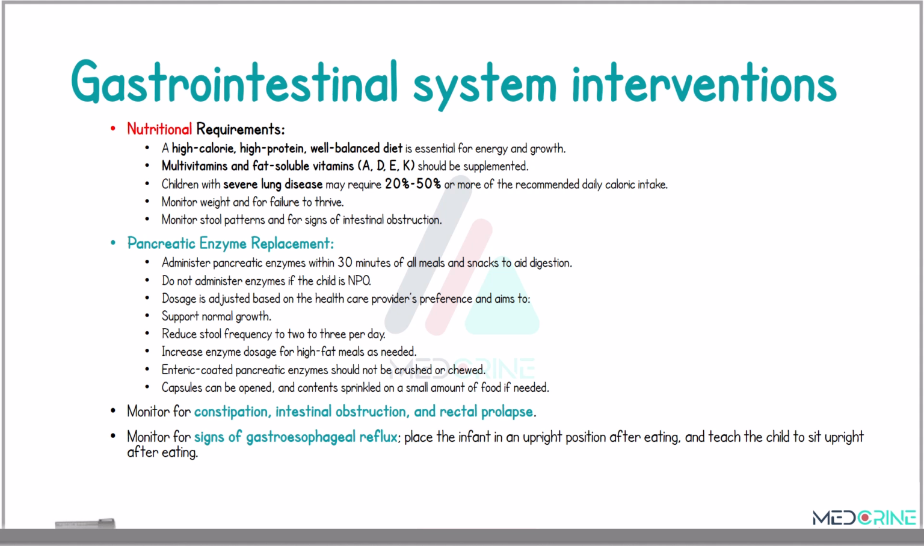Children who have severe lung disease may require 20% to 50% or more of the recommended daily caloric intake, and in this case, you need to monitor their weight and for failure to thrive. Monitor the stool patterns and assess for signs of intestinal obstruction. These patients will as well benefit from pancreatic enzyme replacement, where we administer pancreatic enzymes within 30 minutes of all meals and snacks so that we can aid digestion.